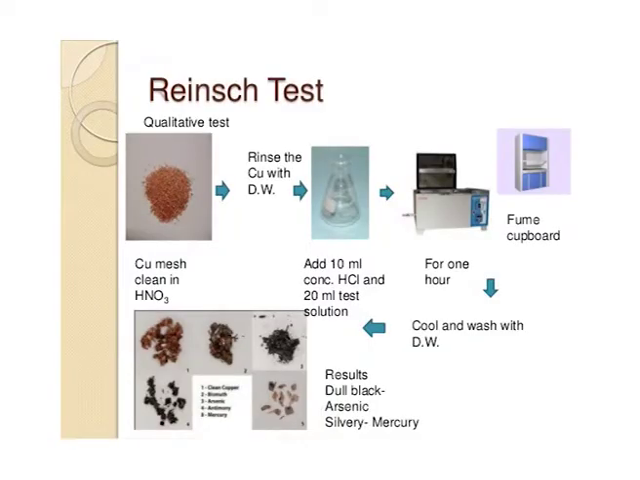Reinsch test. The procedure of the Reinsch test is the same as you have performed in the arsenic detection method. Here, silvery shining deposits on the copper strip indicate the presence of mercury. After necessary cleaning, the dried shiny copper strip piece is heated slowly in a Reinsch tube and the deposits on the cooler side are viewed under a microscope. Shining round globules of metallic mercury are observed.